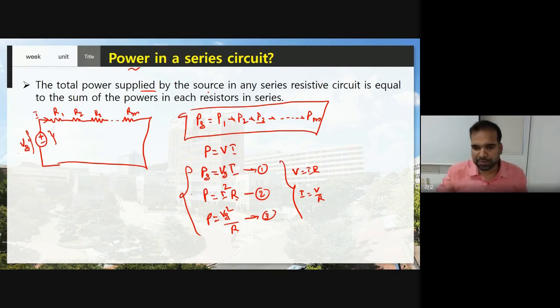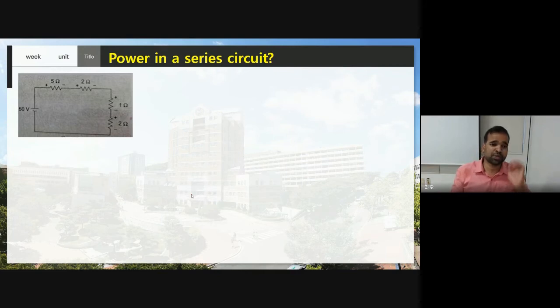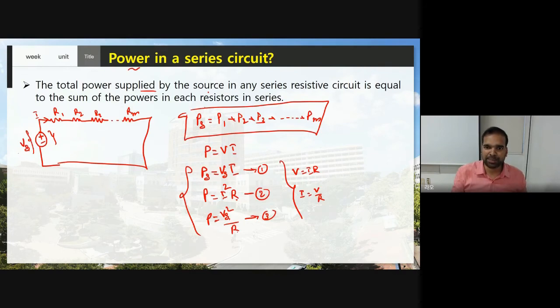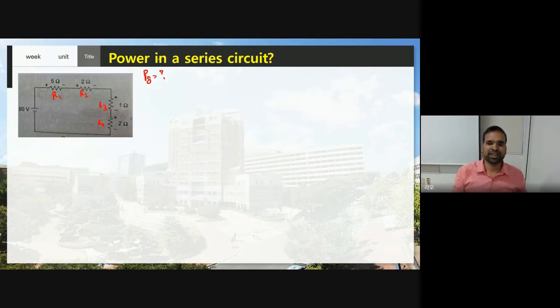Now I am going to explain one small problem. In this problem you need to find the total power supplied by the source, and the next thing is the power at R1, power at R2, power at R3, and power at R4. As per this statement, if you add P1 plus P2 plus P3 plus P4, that should be equal to the power supplied by the source, as per the power in a series circuit.